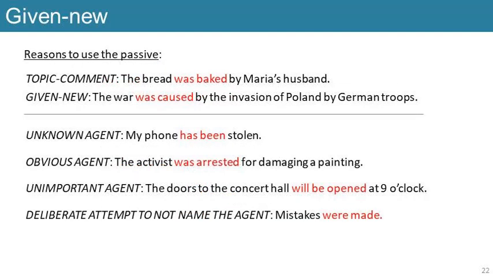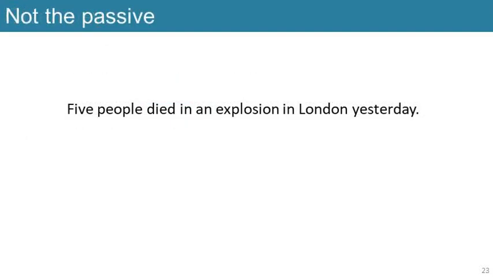The given new principle adds a further reason to prefer the passive to the active in some contexts. As a reminder, the other main reasons covered in the first passive lesson are when the agent is not known, obvious, or unimportant, or to intentionally keep the agent unknown. We've seen that the passive can be used to avoid naming the agent of an action. For example, "mistakes were made."